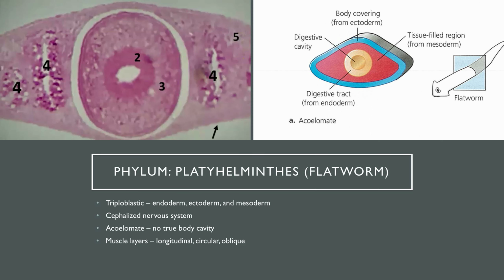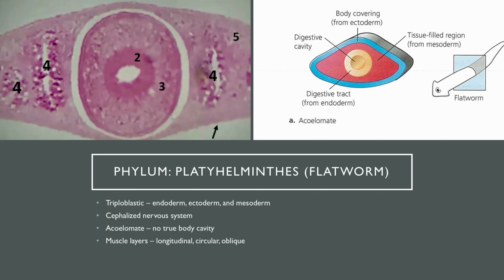The next phylum that I will be talking about is phylum Platyhelminthes, the flatworm. Just like phylum Nematoda, they are also triploblastic in that they have an endoderm, an ectoderm, and a mesoderm. Unlike the simple nervous system of phylum Nematoda, the flatworms have a cephalized nervous system that consists of head ganglion, usually attached to longitudinal nerve cords that are interconnected across the body by transverse branches.